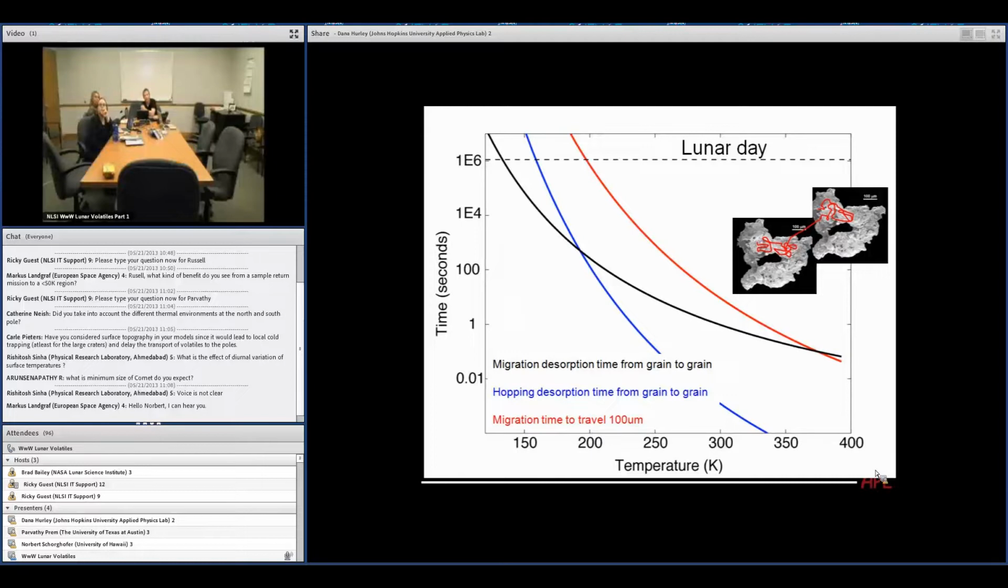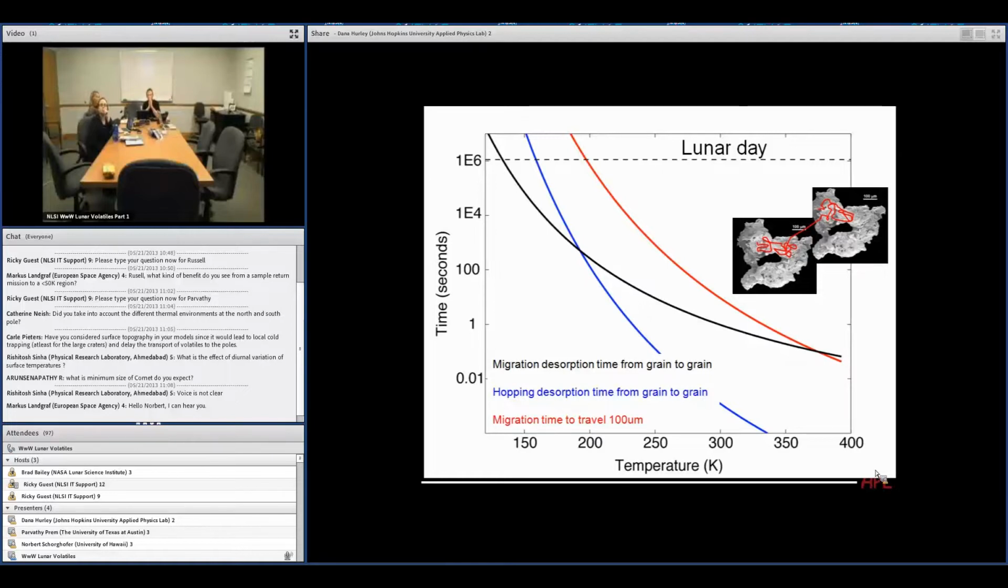Through multicolor modeling, Greg attempted to model, in the black line, migration from grain to grain: how long it takes at different temperatures for water to drop off one grain and go to another. Correction, the black one is the migration around a grain and then between grains, and the blue one is hopping from grain to grain.